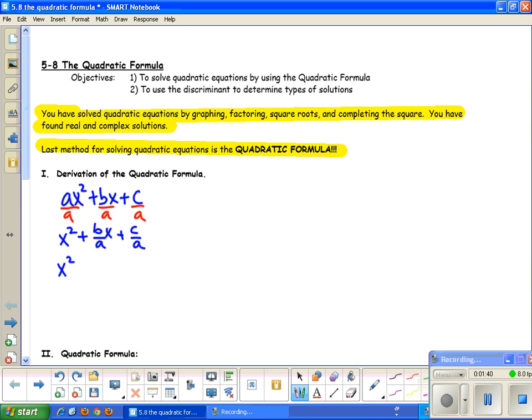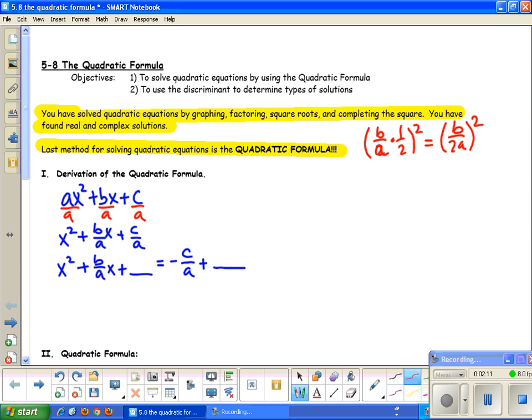So we get x squared plus b over a x plus something to complete the square equals negative c over a plus that same number, again, to complete the square over here. Remember, when you're completing the square, it's half your linear term. So b over a is my linear term, and I want half of that. So I'm going to multiply it by a half, and then I'm going to square it. This gives me b over 2a is half your linear term, and then squared gives you b squared over 4a squared. I'm going to do the same thing on this side, leaving a little space in between so I can write something there.